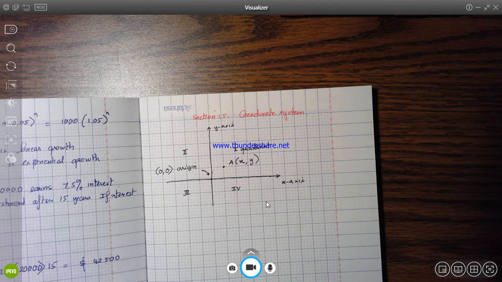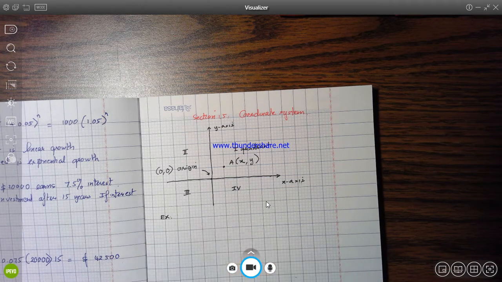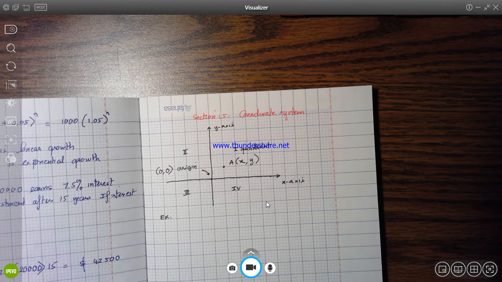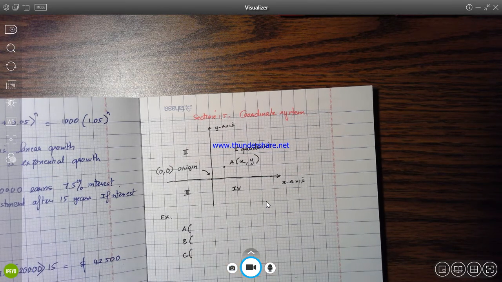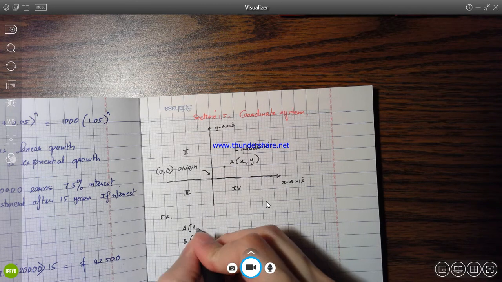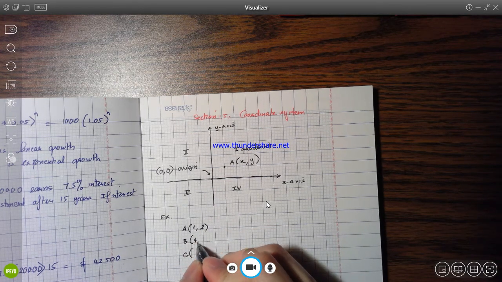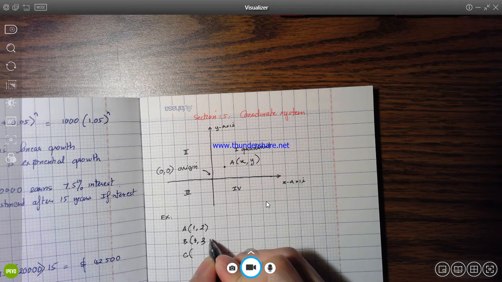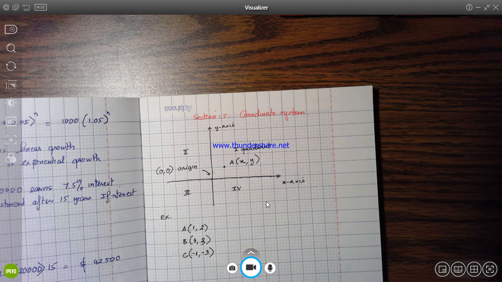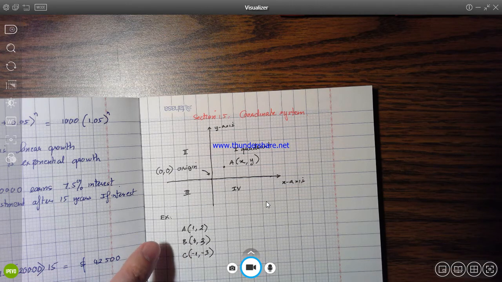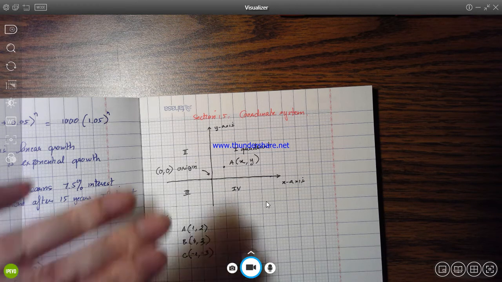Let's start with an example. What if I have 3 points A, B, and C, and these 3 points have coordinates (1, 2), (4, 2), (4, 3), for example, and (-1, -3)? I want to display these points on the coordinate system. How am I going to do that?